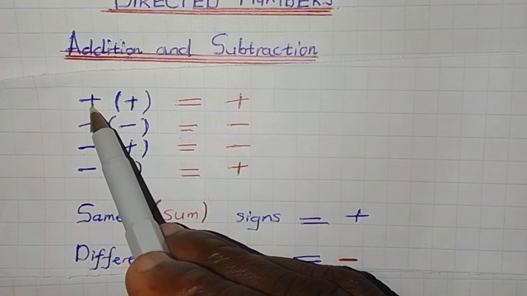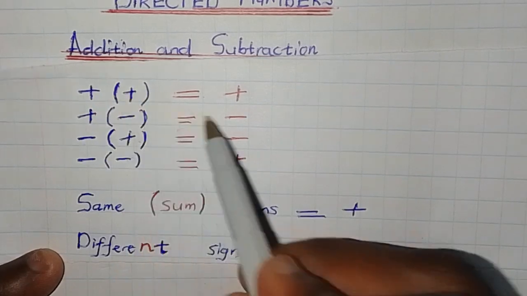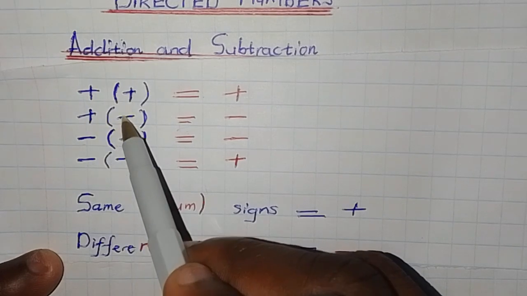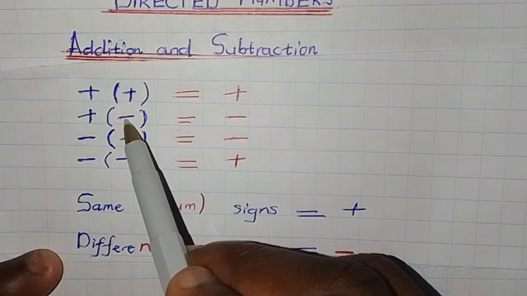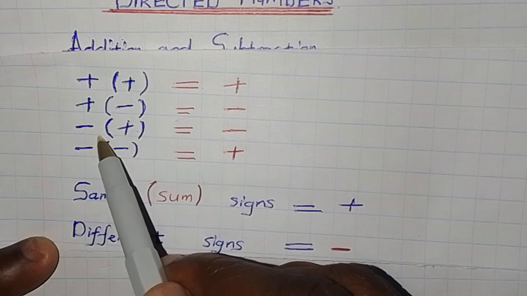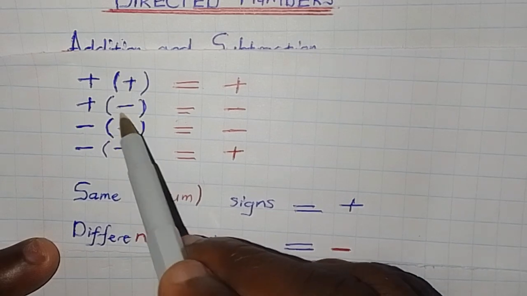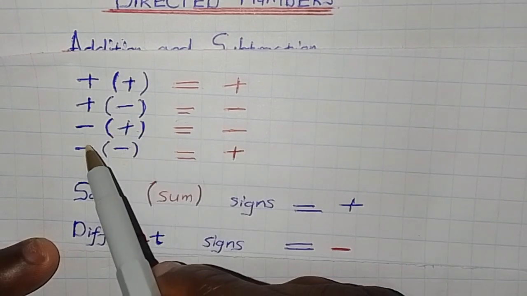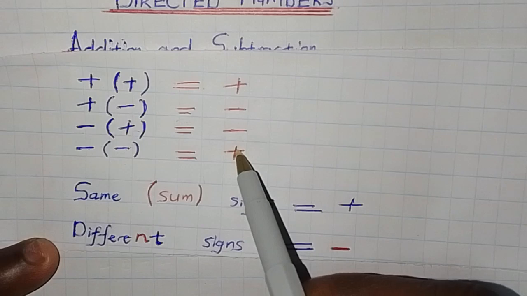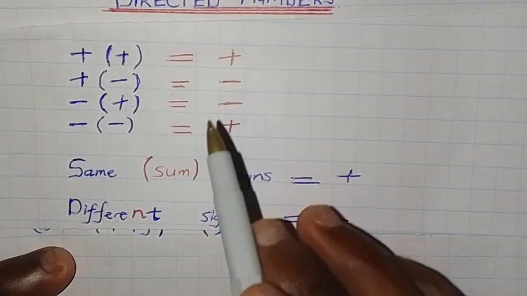When we have a positive sign outside the brackets, and inside we have another positive sign, this simplifies to a positive sign. When we have a positive sign outside the brackets and inside the brackets we have a negative sign or a minus sign, this simplifies to a minus sign. If we have a minus sign outside the brackets, and inside the brackets we have a plus or a positive sign, this whole thing simplifies to a negative sign. If we have a negative sign outside and a negative sign inside, this simplifies to a positive sign. These are very important things that should be known.